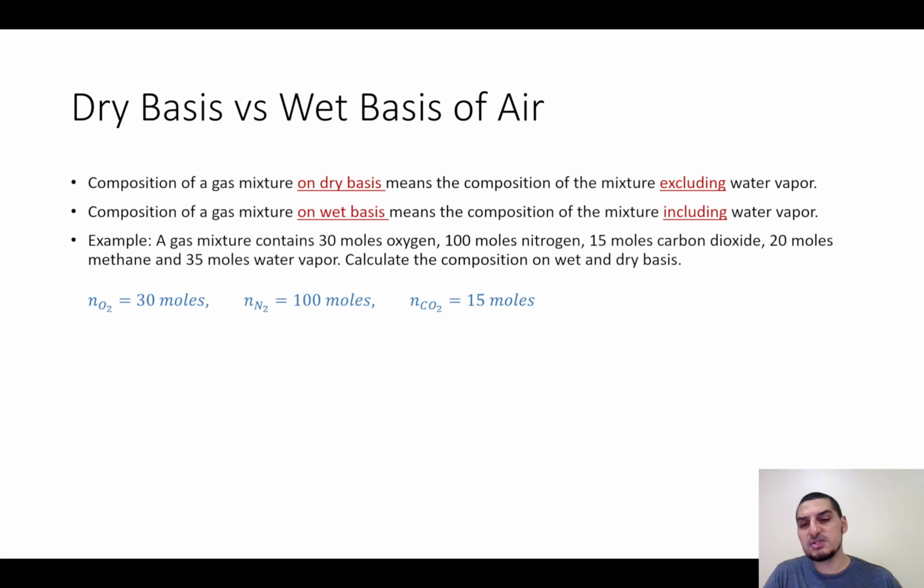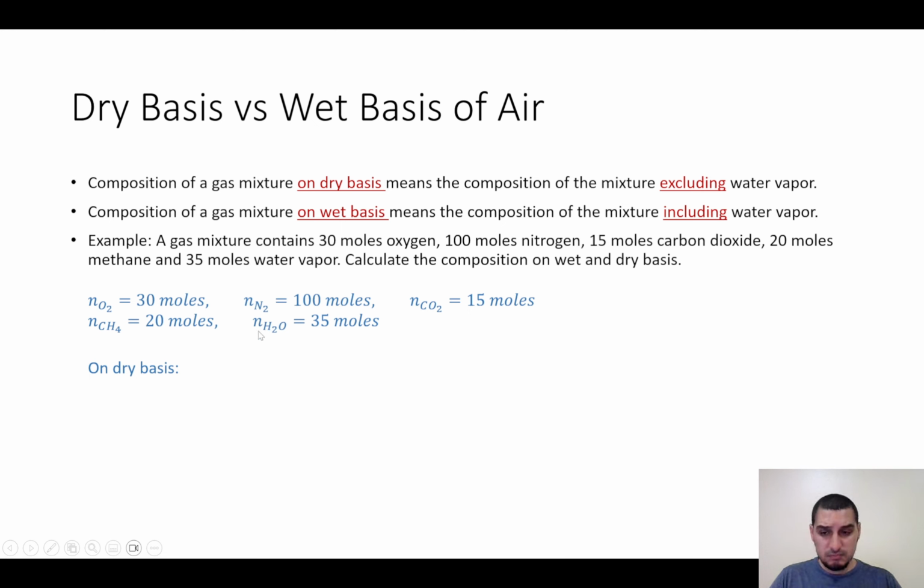So for this mixture that we have here, it contains oxygen, nitrogen, carbon dioxide, water vapor, and methane, and we have all the number of moles as you see here, and we want to calculate the composition on wet and dry bases. Dry bases means that we are excluding water vapor.